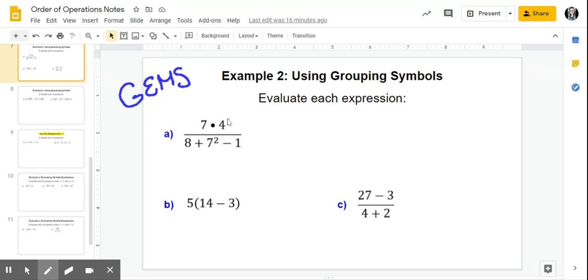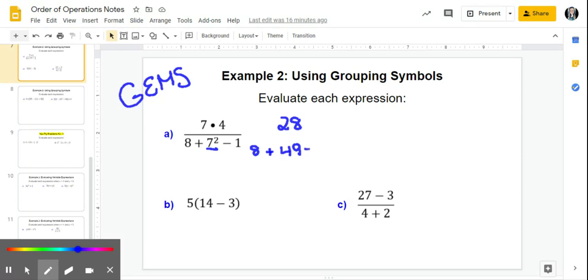So on top, it's pretty easy. I only have the expression 7 times 4. That just gives me 28. However, the bottom is a little more complicated. So I have the plus, I have the exponent, and I have the minus. So if I work my way through GEMS, E stands for exponents, and I do have an exponent, so this must come first. Remember, 7 squared means 7 times 7, which is 49. I'm going to bring over that plus 8, that minus 1, and my big fraction bar.